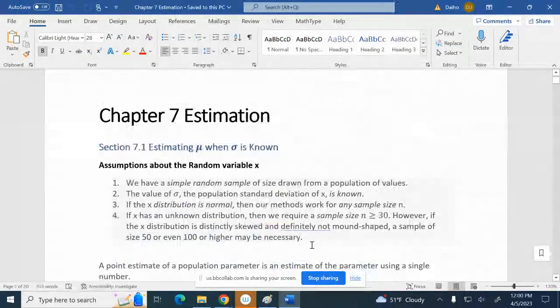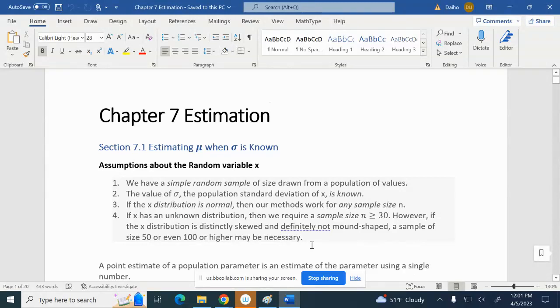We are discussing chapter 7, estimation. Last time we had two groups, and we discussed how we can get the confidence interval for the mean difference, right?